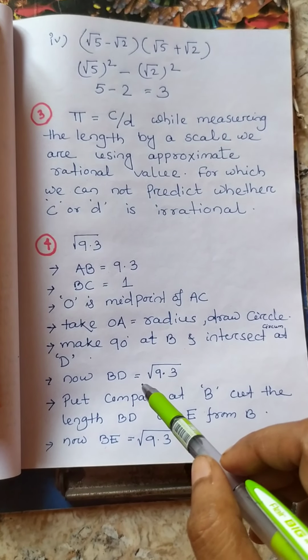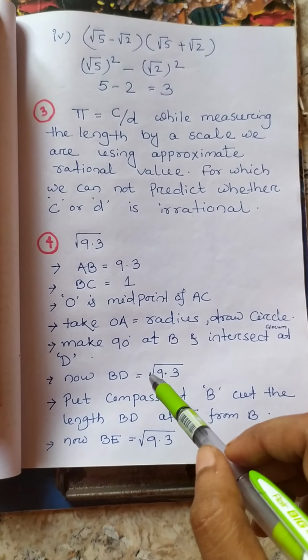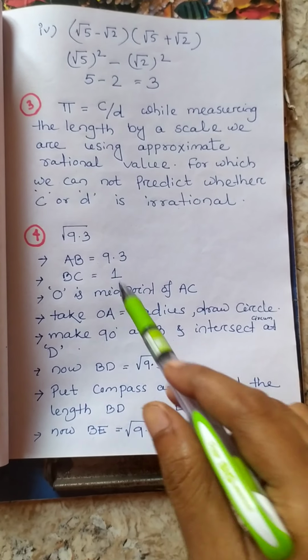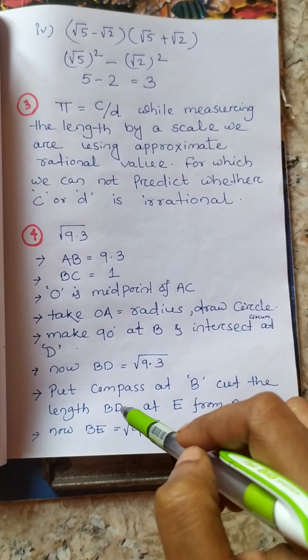Coming to question number 4, it says represent root over 9.3 on the number line. So here we have to use a systematic procedure.